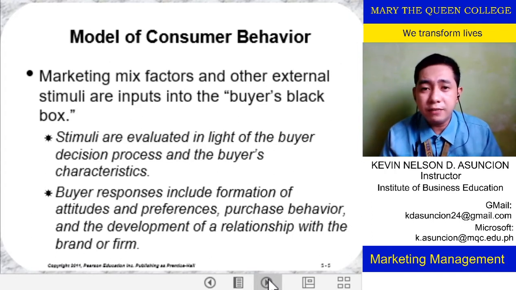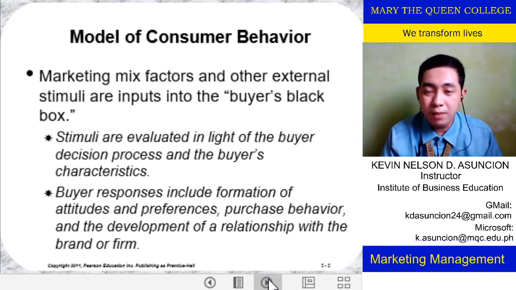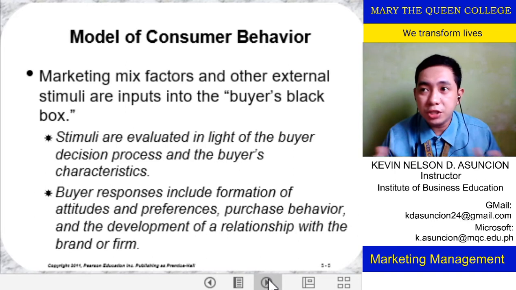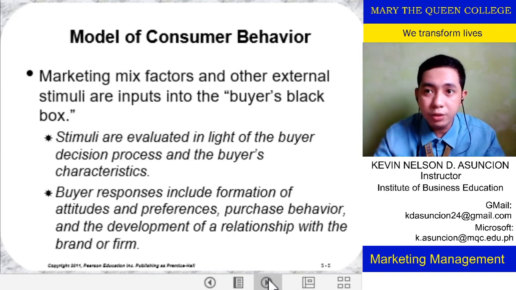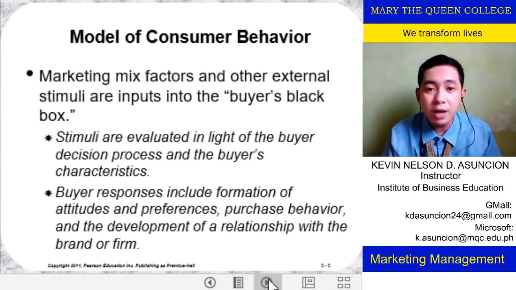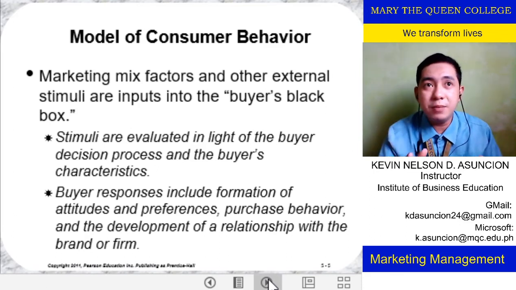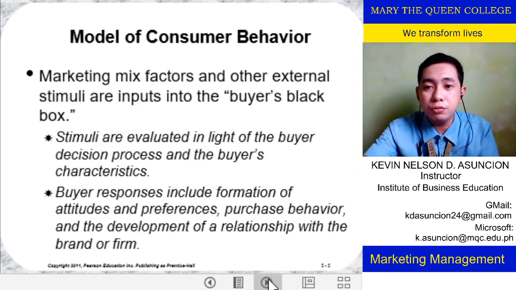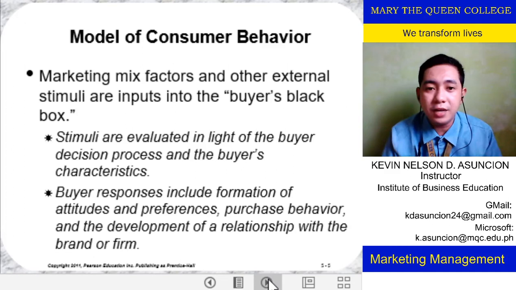Your marketing mix factors and other external stimuli are inputs into the buyer's black box. So meron siyang parang model or structure on how they come up with their decision. So first there's a stimuli. So ibig sabihin merong nagko-constitute dun sa feedback nila. So stimuli are evaluated in light of the buyer's characteristics and decision process.